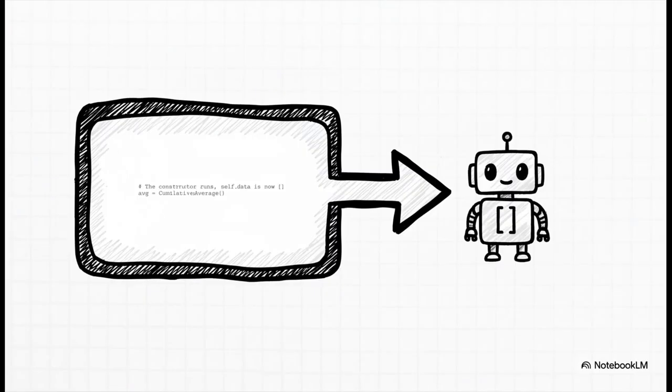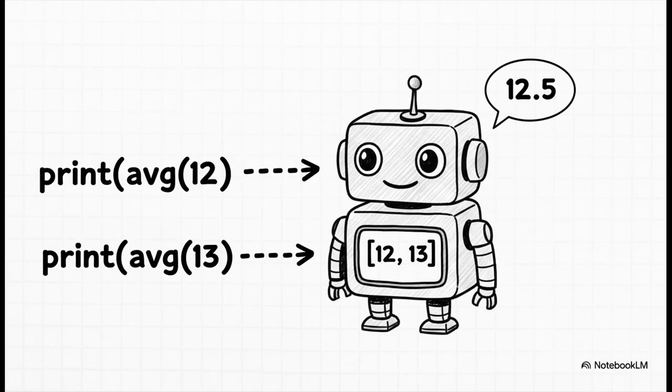Simple, right? So we make an instance. We'll call it av. At this very moment, the constructor has done its job. Our av object is just sitting there holding an empty list, waiting for us to give it some numbers. And boom, here it is in action. Look closely. We're not doing avg.calculate or anything like that. We are calling av itself directly. The first call adds 12 and gives us the average. The second time, it remembers that 12 is already in there, adds 13, and gives us the new average. It's a function with a memory.